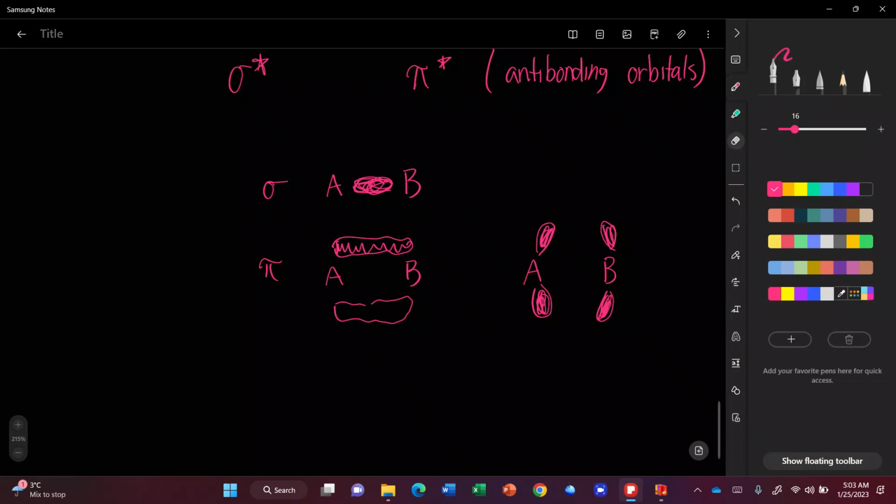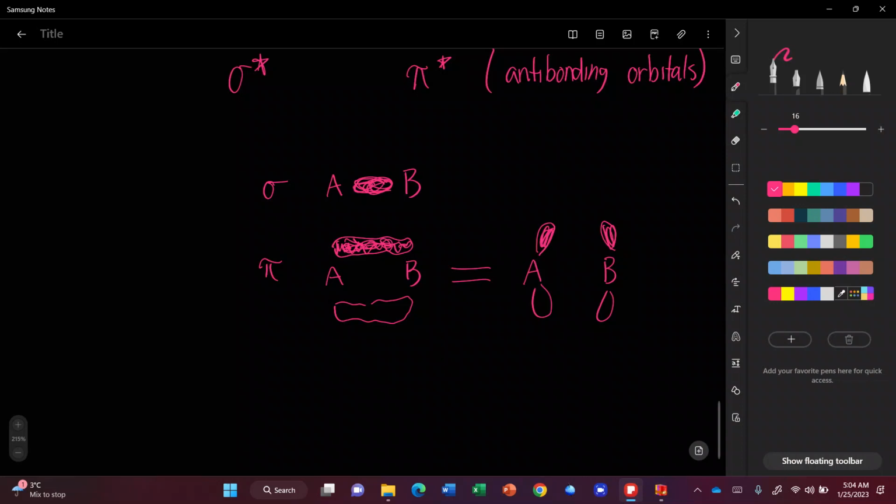Oh, that's not good. Okay, now it's good. The shading is good. Both of these are correct. If one way looks better to you, then do it that way. But both of these are equally valid representations of what a pi orbital looks like.